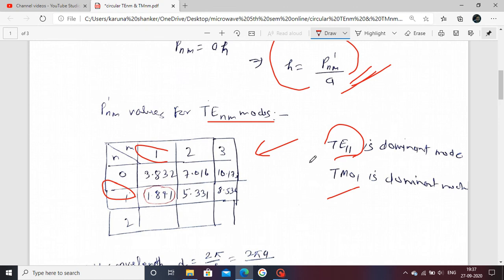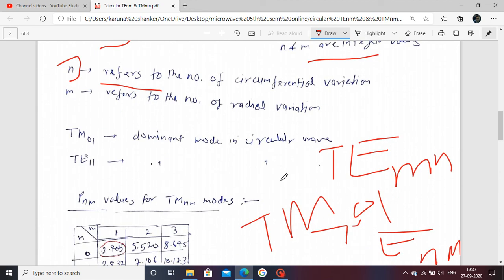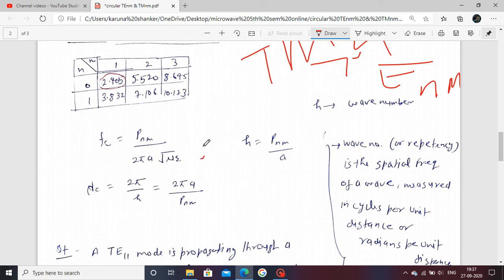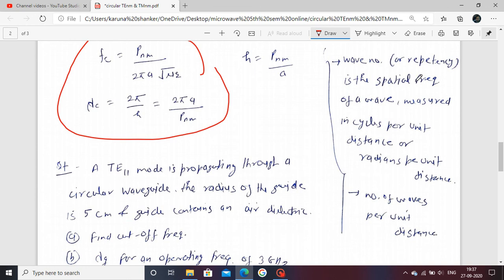Suppose a numerical problem is given; the values are given in the form of a table, otherwise the P'nm values are given in the equation when a numerical problem is asked in a board examination. You see here TM01 is the dominant mode of the circular waveguide, and TE11 is the dominant mode of the transverse electric wave. This is the cutoff frequency and cutoff wavelength. Here h represents the wave number.